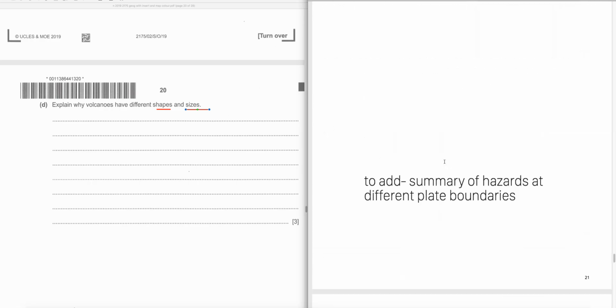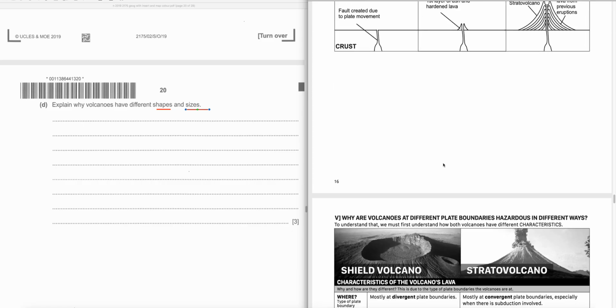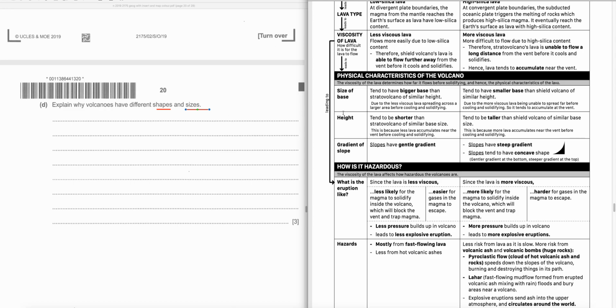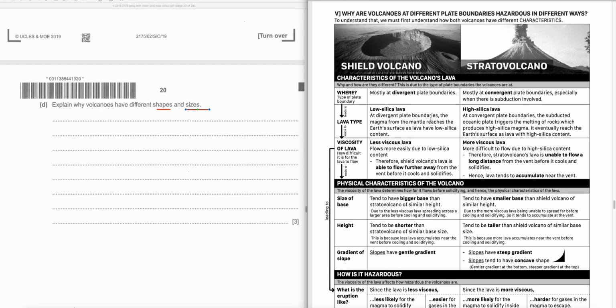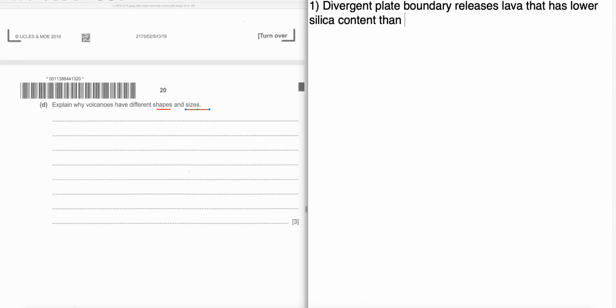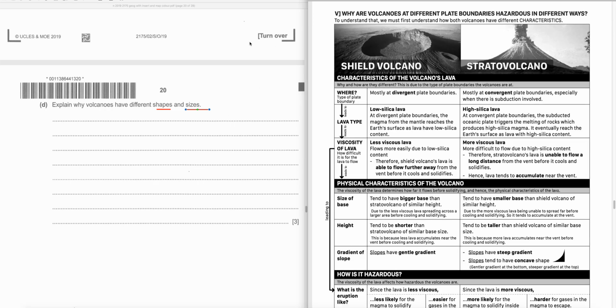So let's start with plate boundaries. Let's go back to your plate tectonic notes. Why they are different. So you know these are all your different shapes and sizes, right? You can talk about this. It starts with the plate boundary. Divergent plate boundary releases lava that has lower silica content than convergent plate boundary. So at divergent plate boundary, the lava has lower silica than convergent plate boundaries.